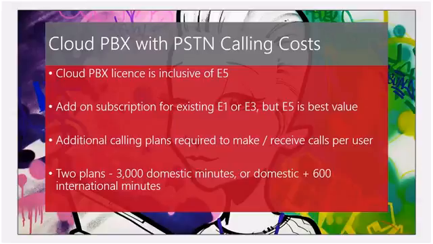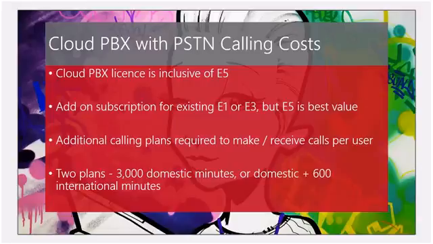For Cloud PBX with PSTN calling or cloud-only telephony services, in addition to the E5 license, a calling plan subscription is required for each user enabled for Cloud PBX with PSTN calling. Microsoft have not yet released the UK pricing for these plans, but it is expected to be competitive. There will be two calling plan options available, a national calling plan and an international calling plan. The national calling plan will allow users to make up to 3,000 minutes of calls to UK numbers per month, while an international calling plan will allow 3,000 minutes of calls to national numbers and 600 minutes to international numbers.